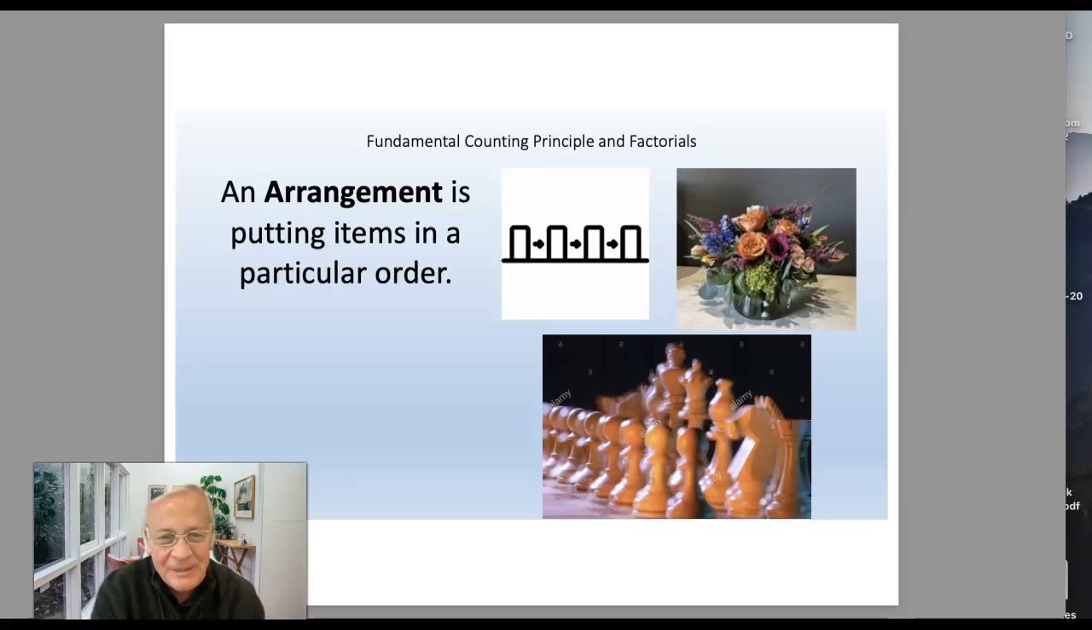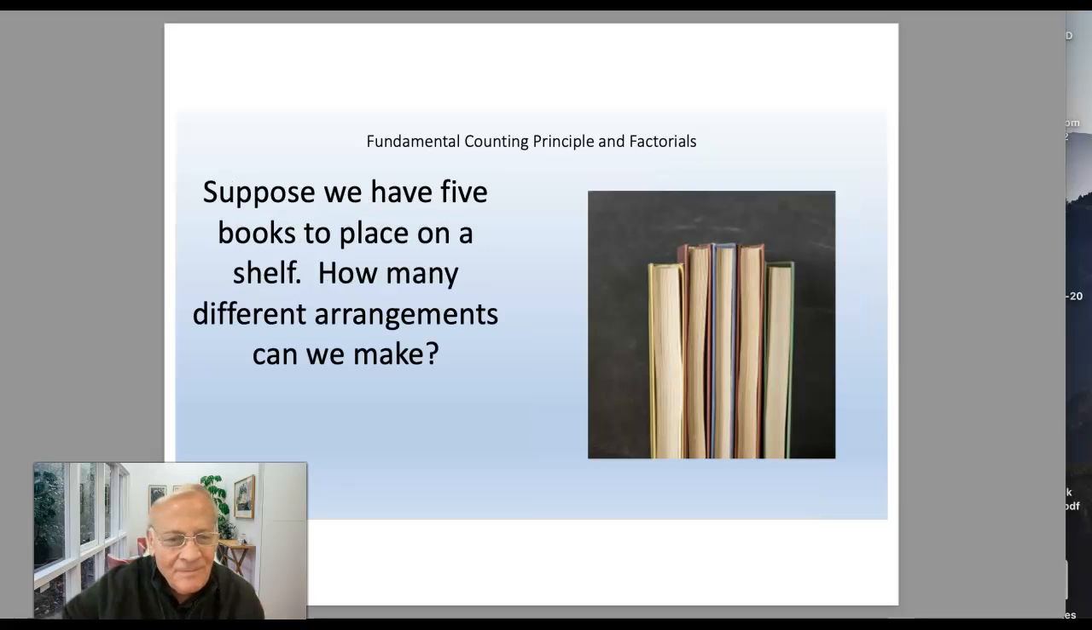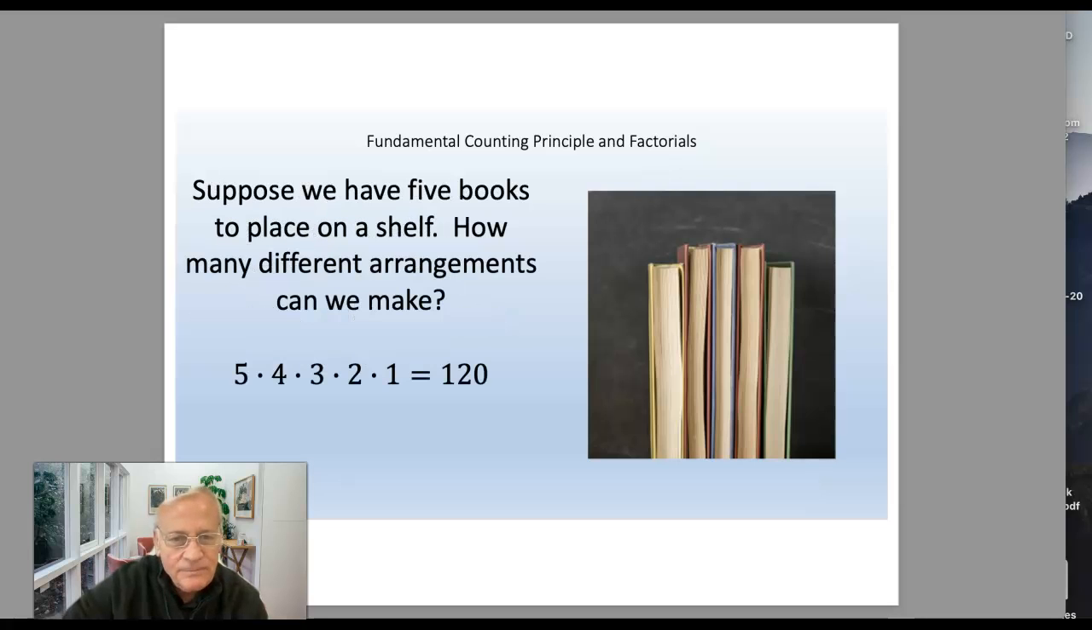First, an arrangement is putting items in a particular order. You're putting things in order. As an example, suppose we have 5 books, and we're going to place them on a shelf. How many different arrangements can I make with those books? Remember, we talked about trophies before. If you put trophies up on a shelf, how many different ways can I put them in order?